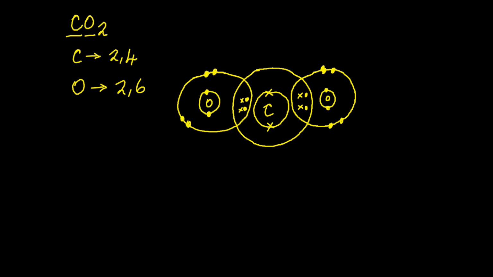So this will be represented as carbon double bond O and carbon double bond O. Each carbon is forming 2 bonds with the oxygen. Can you see? Each oxygen is forming 2 bonds with the carbon. Is that clear? Then the next one is methane, CH4.